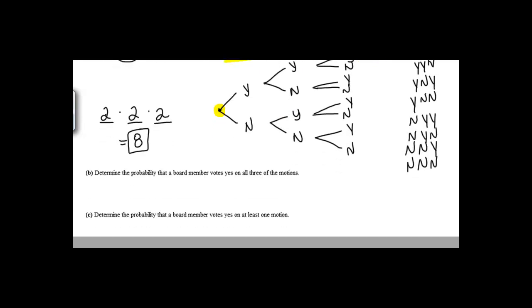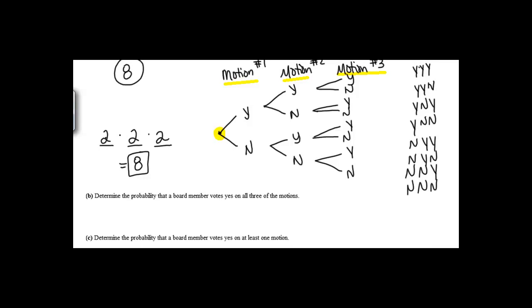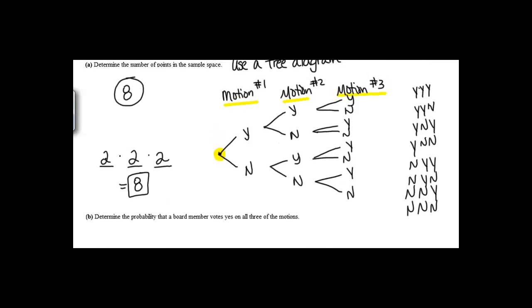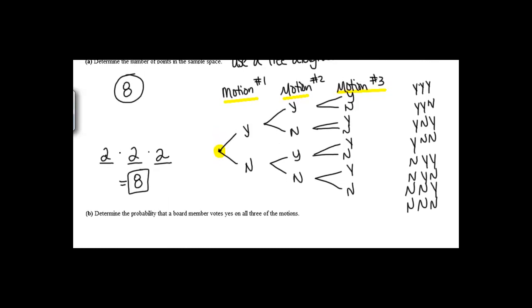And then a couple of follow-ups to that same question. Let's determine the probability that a board member votes yes on all 3 motions. Out of our sample space, we have 1 outcome where a board member has voted yes on all 3, out of the total number in the sample space, which was 8. So 1 out of 8 would be the probability that a board member votes yes on all 3 motions.